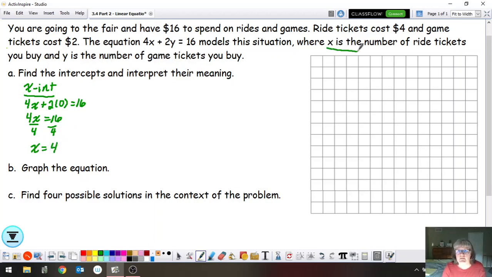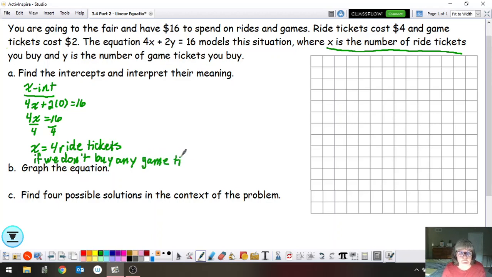And we said x is the number of ride tickets. So we can buy 4 ride tickets if we don't buy any game tickets. So x is 4 ride tickets if we don't buy any game tickets.